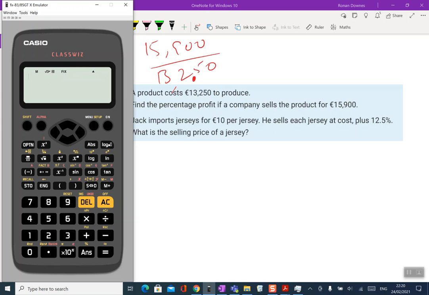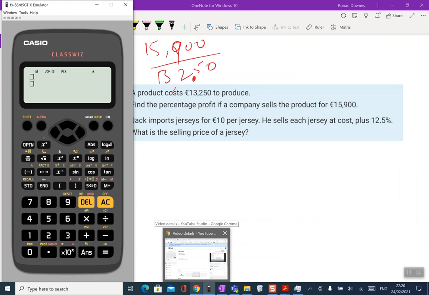But I won't do that until the end. I'll start off. I want to write that a little bit more clearly. So fraction bar, and we're going to go with 15,900 over 13,250. Now if we're going down that road, let me rethink, let me make that better.